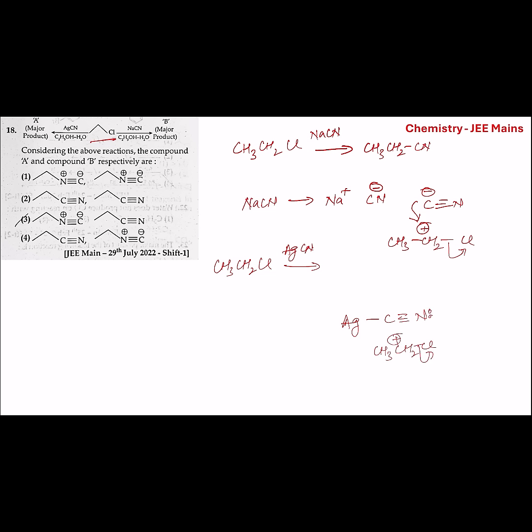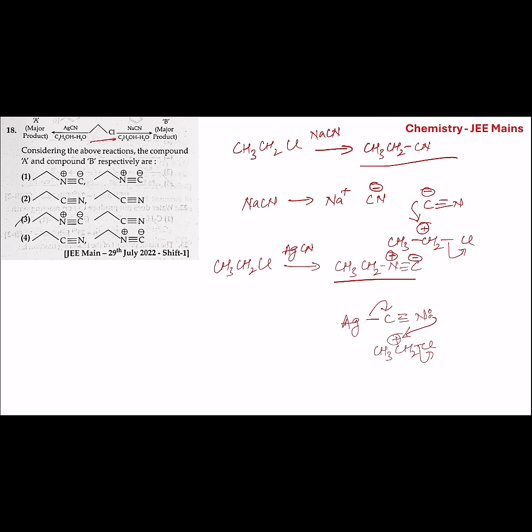Now the lone pair of electrons on nitrogen will attack this positively charged carbon, and the bond between silver and carbon atom breaks, giving negative charge on the carbon atom. So the product here is CH3CH2N≡C, with N having positive charge and carbon having negative charge. This product is cyanide, and this product is isocyanide.